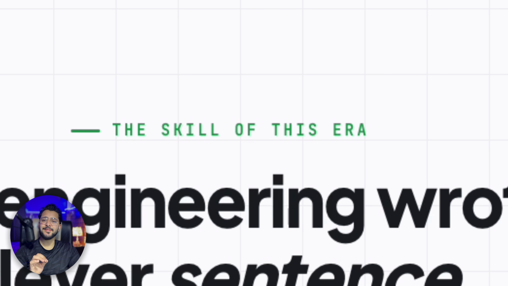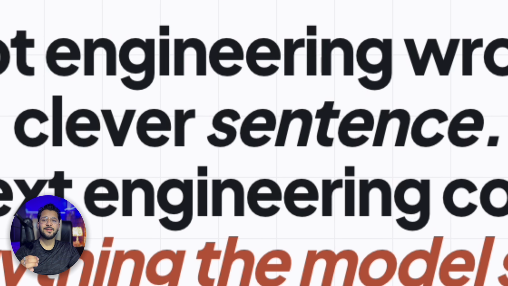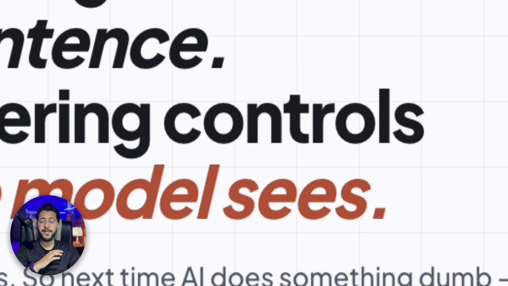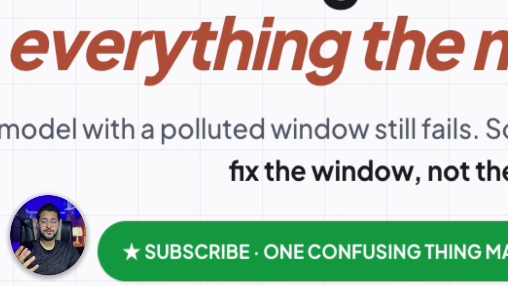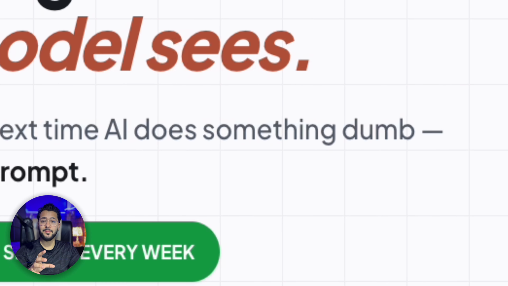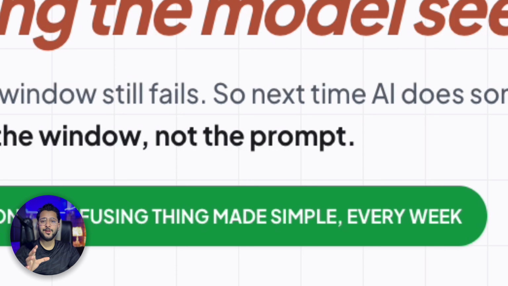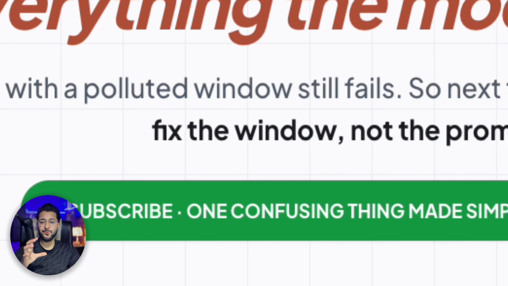And that's why this is the real skill now. Prompt engineering was writing one clever sentence. Context engineering is controlling everything the model sees the moment it decides. And as models get smarter, this matters more, not less, because a genius model with a messy window still fails. So next time your AI does something dumb, don't rewrite the prompt for the sixth time. Don't go buy a smarter model. Look at the window, fix what's in it. That's the whole game now.